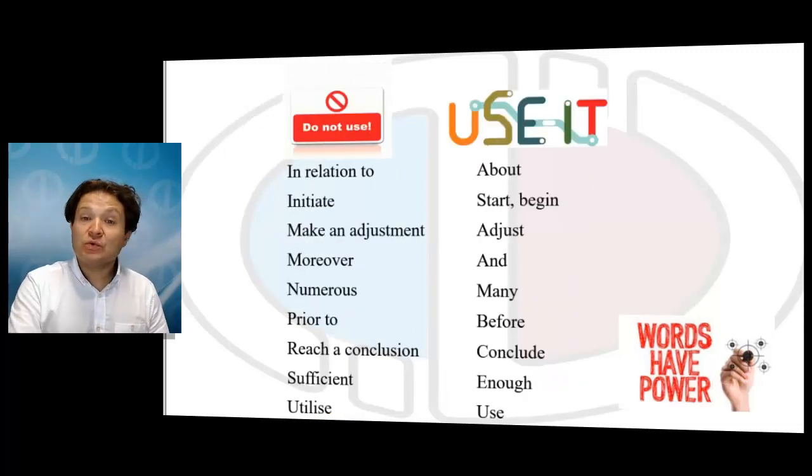In relation to, about is easier than in relation to. You can say start or begin rather than saying initiate. Make an adjustment is difficult to understand, but adjust is simpler. Moreover is less common, but and is more common. Numerous is difficult to understand, you can say many.